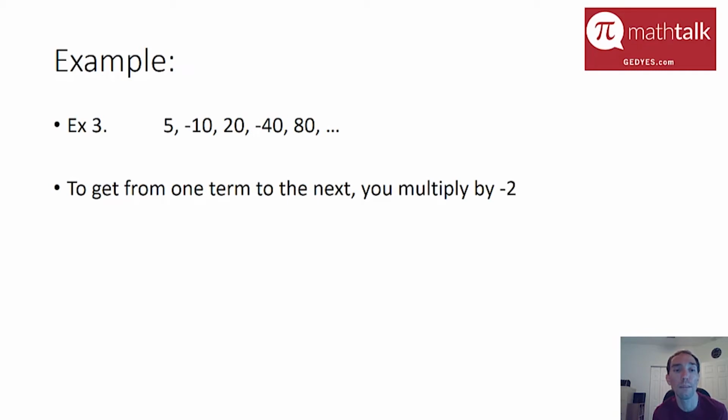And so I know that from 5 to 10, 20, 40, 80 is going up by a factor of 2 because it's alternating from positive to negative. My ratio is just negative 2. And as you can see, if I take 5 times negative 2, I get negative 10. Negative 10 times negative 2, I get positive 20, and so on and so forth.